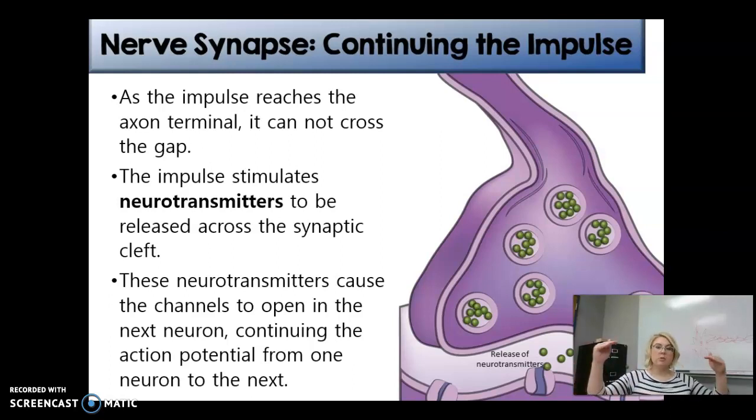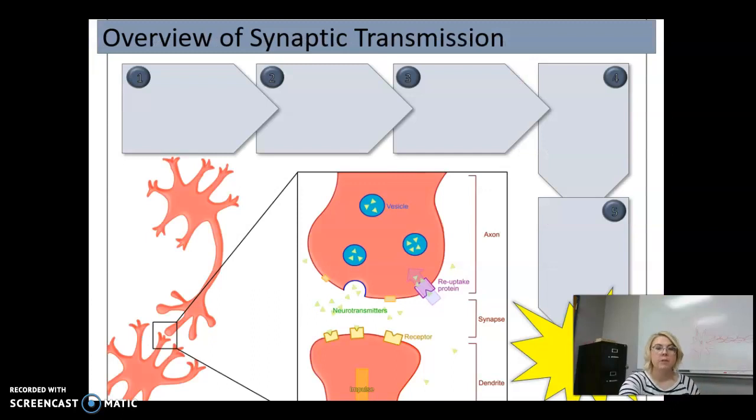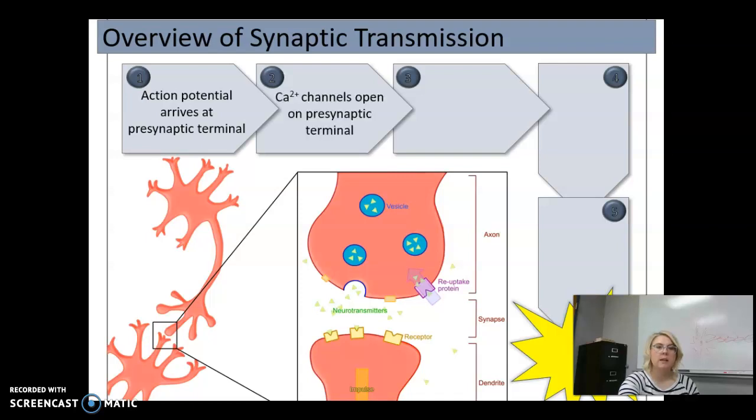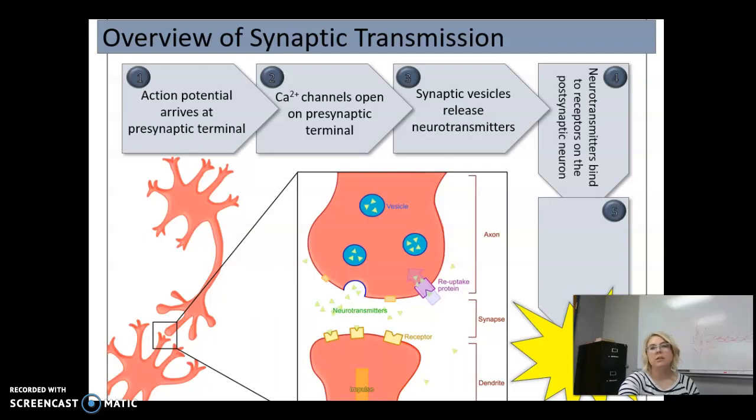So let's say that I'm driving down the road and I brake and I don't hit the person in front of me, okay? But there's still some energy coming off of that. Right here is where a neurotransmitter is going to move to that next neuron to let it know what it needs to do next. So they don't actually touch, but it sends a neurotransmitter to open those channels up for action potential to continue. So let's do a brief overview. An action potential arrives at the presynaptic terminal. Ca channels open. Synaptic vesicles release neurotransmitters.